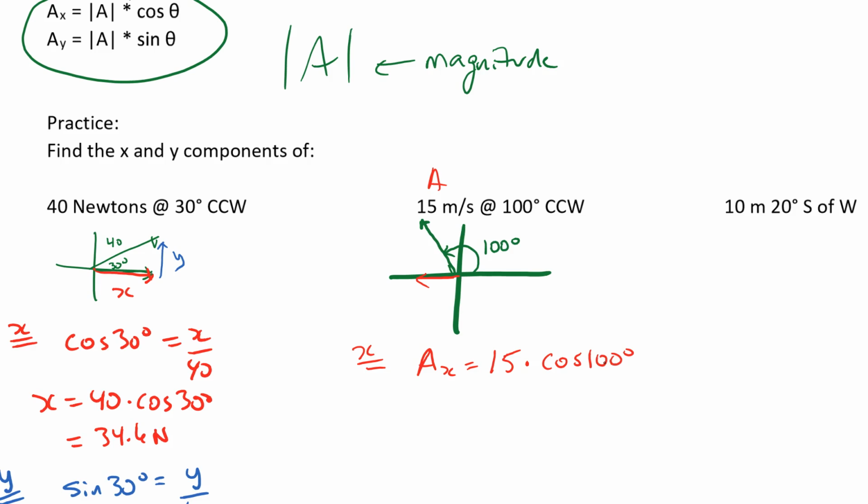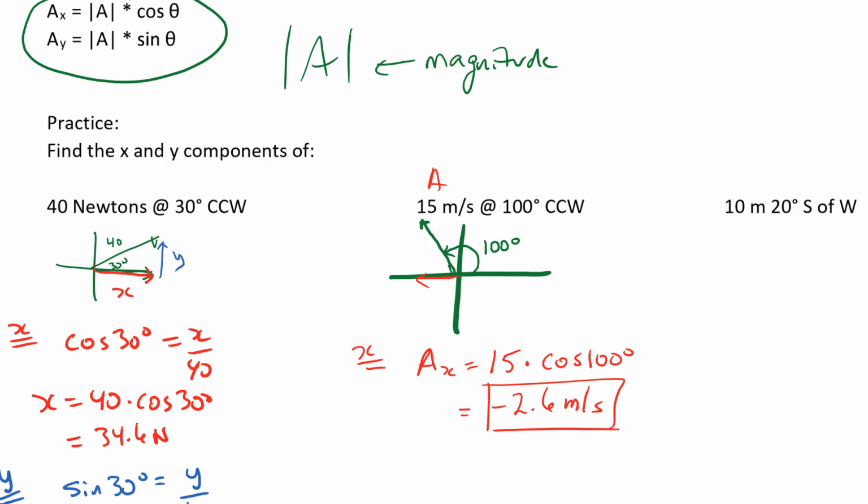Feels kind of strange to put in something greater than 90 degrees, but if you're familiar with the unit circle and all that, you're going to say, well, this should give me some value that's a little bit negative. When I use my calculator, I get negative 2.6, and my units are meters per second. Isn't that nice, to figure that out so quickly, just by typing it in there?